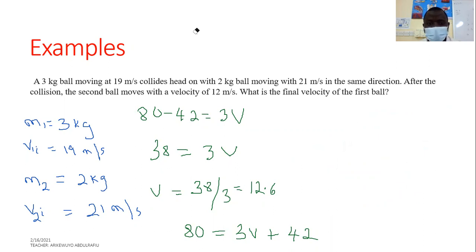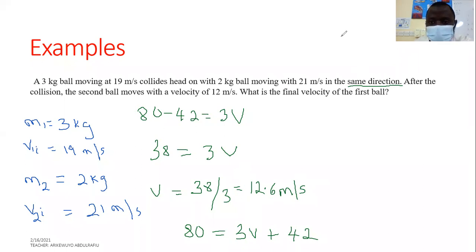Now, let me say that sometimes you will need to introduce minus when the directions are not the same. You can see that in this example, they say they are moving in the same direction. That's why we add them together. But when they are moving in opposite direction, you will subtract because the sign will show the direction of movement.